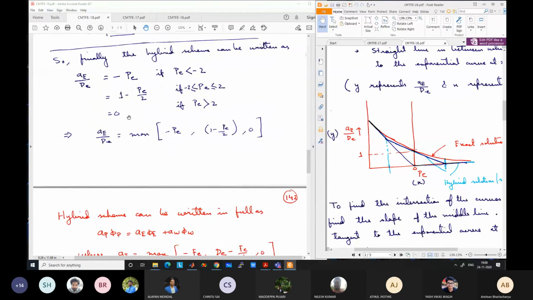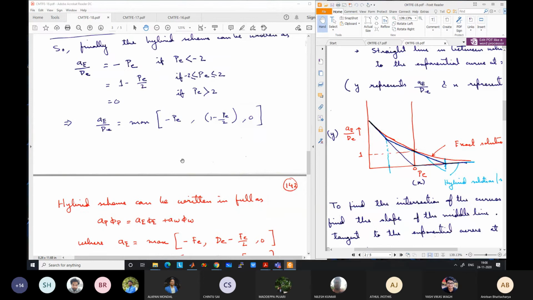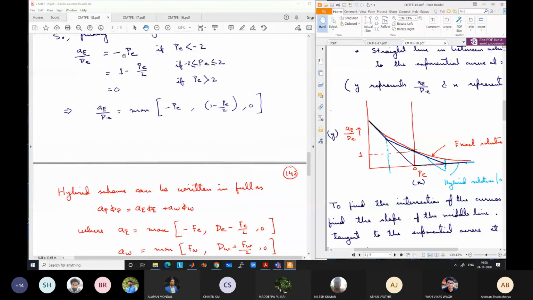Okay. We will not go into the details. You can try that. And ultimately, we can write the hybrid scheme as AP phi P is equal to AE phi E plus AW phi W, where A is defined as, so if I now take the D to the other side, A is equal to minus Fe, 1 minus Fe by 2 or 0.